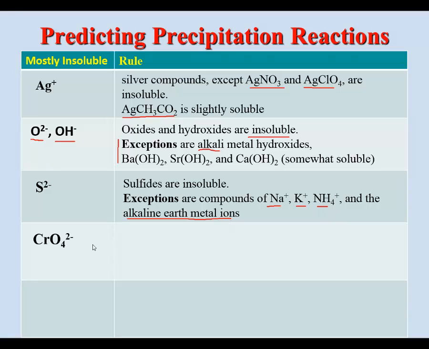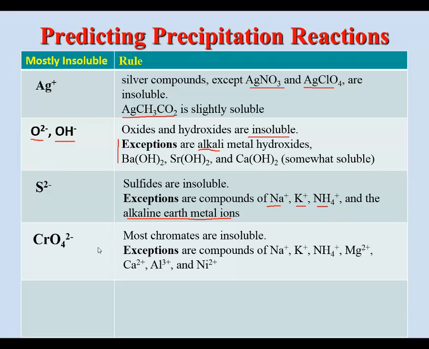If I have chromate, chromate tends to be categorized as insoluble unless it's paired up with some of my alkali metals or a few cases. So if I have sodium chromate, potassium chromate, or ammonium chromate, we already memorized that these should be soluble, right? So I knew those from learning my last list on the previous slide. So if I pair those up with any anions, I expect them to be soluble. So with chromate, again, they're soluble.